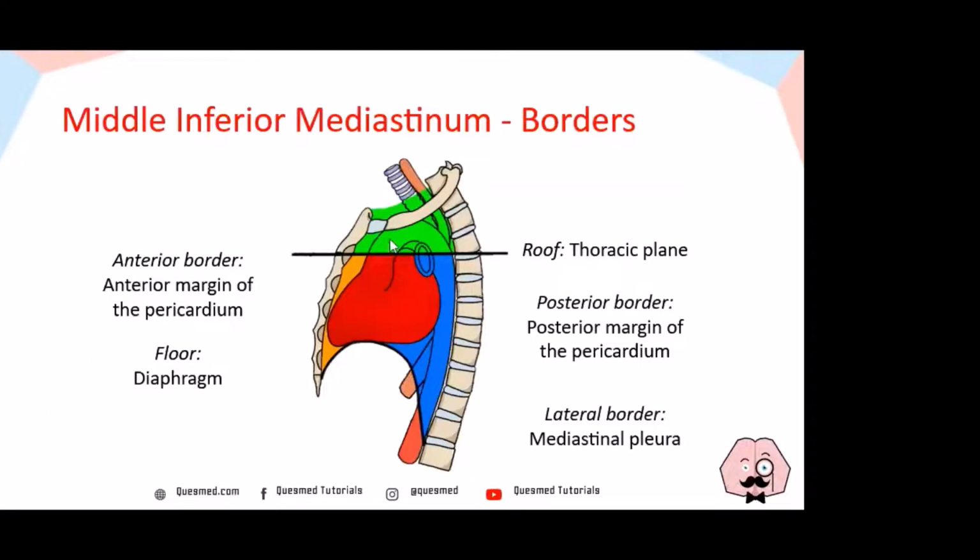So just to go through the borders of the middle mediastinum. Your anterior border is the anterior margin of your pericardium. Floor is again the diaphragm. The roof is again the thoracic plane. Your posterior border is the posterior part of your pericardium, and then laterally it's the pleura.